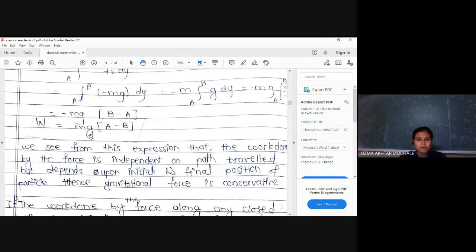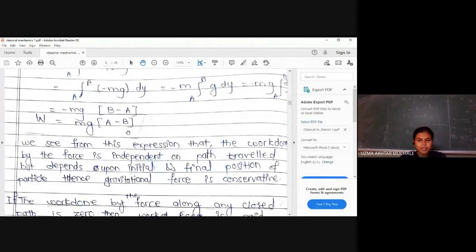If you are at the same position, then whatever work done we have, it is depending only on the points a and b. So we can see from the expression that the work done by the force is independent of the path traveled. There is no in-between point in the work done formula, right? Okay, this is independent of the path traveled, but it depends on the initial and final position of the particle. Hence, gravitational field of force is a conservative field of force. The formula for the work done is mass into g, that is gravitational acceleration, into a minus b.